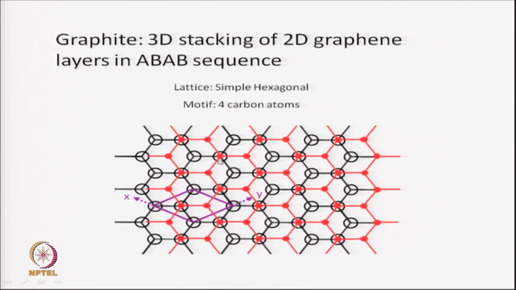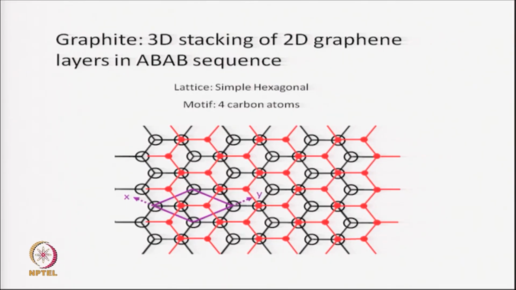Whereas, if I start with this carbon atom in the A layer, there is exactly a carbon atom above that in the B plane. So, if I go vertically above this atom, I will find carbon atoms at a distance C by 2. Whereas, if I go vertically up above this carbon atom, I will find carbon atoms only at distance C. So, C by 2, C by 2, C by 2 here, and C, C, C here. So, two kinds of carbon atoms can be distinguished in graphite.